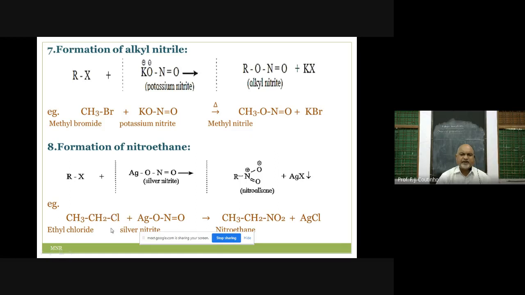Next is formation of nitroalkane. Here you take an alkyl halide, that is CH3CH2Cl, ethyl chloride, and silver nitrite, that is AgNO2. You get a reaction where X is being substituted, and you get the silver halide, silver chloride, as a precipitate. And you get RNO2, that is the nitro group, so you get nitroethane. So nitroethane is the product.